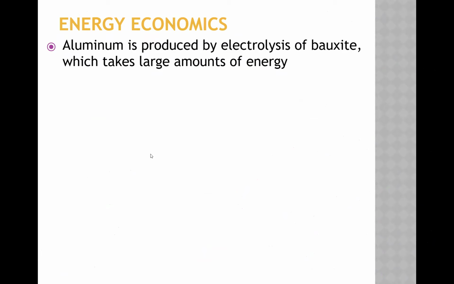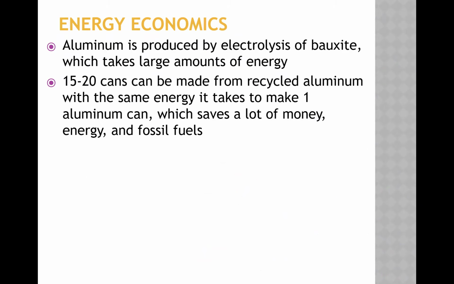Now let's talk about some energy economics. Aluminum is produced by the electrolysis of bauxite, and that takes a large amount of energy. Now, about 15 to 20 cans can be made from recycled aluminum with the same energy it takes to make just one aluminum can from scratch. So it saves a lot of money, energy, and fossil fuels when we're actually recycling.